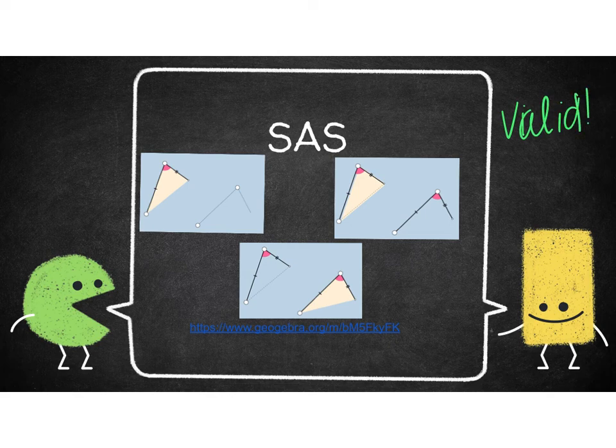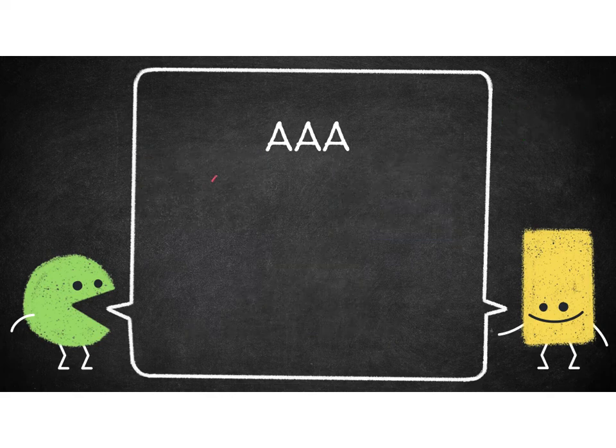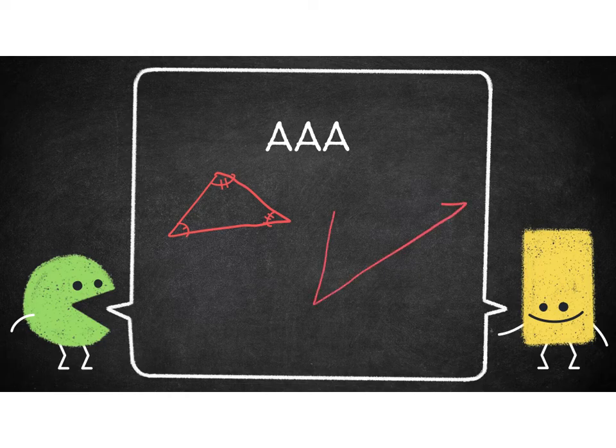And it proves congruence. Okay, now let's look at angle, angle, angle. So let's say I have this triangle and I have these 3 angles. It is possible for me to basically copy and paste this triangle, not changing the angle measures at all, and we could get a different triangle, one that has different side lengths. Yes, these would be similar triangles, but they would not be congruent triangles. So this one, angle, angle, angle, is not valid to show congruence.